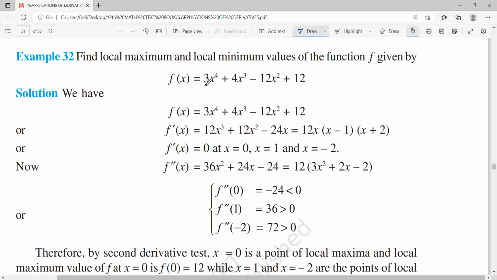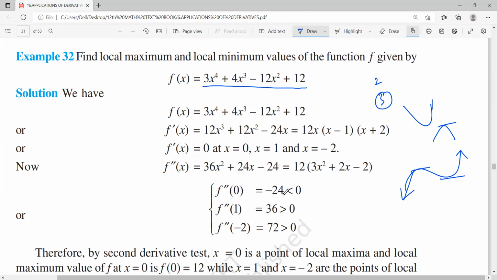Good. Now, what we need to discuss is that this is a fourth degree polynomial. A fourth degree polynomial definitely will have three turning points. Second degree means a parabola, one turning point. Third degree, with second degree differentiation, has two turning points. Fourth degree has three turning points.